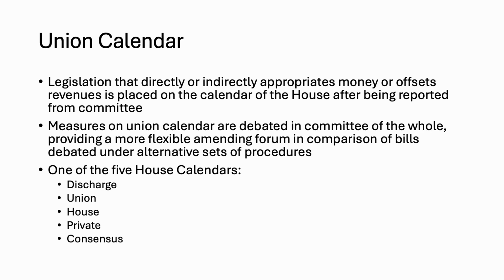Union calendar. Legislation that directly or indirectly appropriates money or offsets revenue is placed on the calendar of the House after being reported from committee. Measures on the Union calendar are debated in the Committee of the Whole, providing a more flexible amendment format for comparison of bills debated under alternative sets of procedures. One of the 5 House calendars.